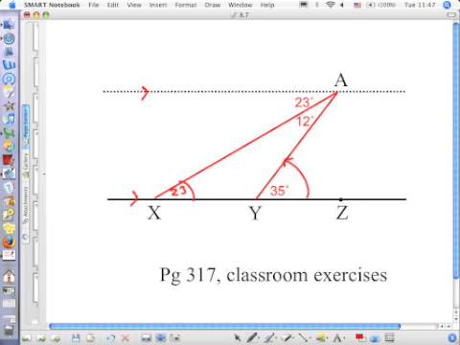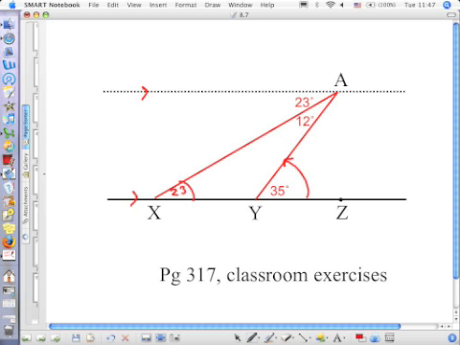35 degrees. From point A, you're standing at point A and you're looking down at point X. That's an angle of what? Depression. And what's the degree measure? 23. From point A down to point Y is the angle of depression, and what's the measure?